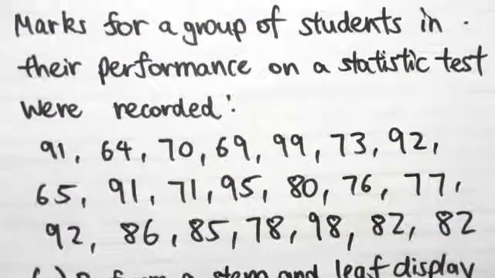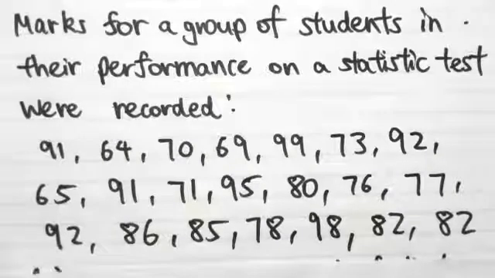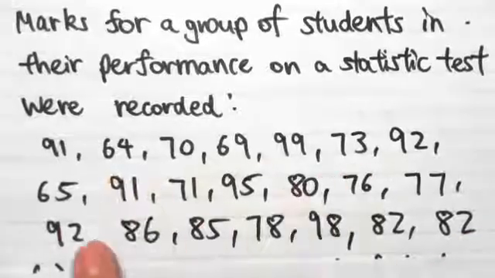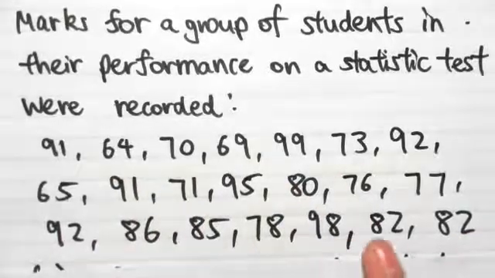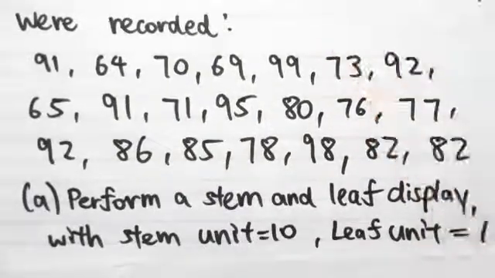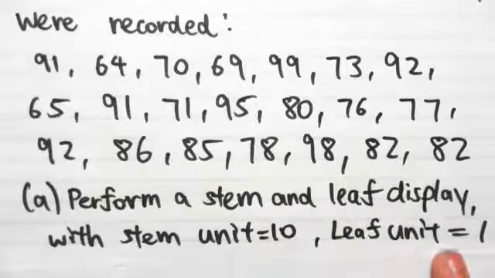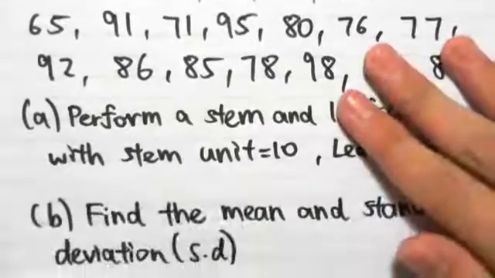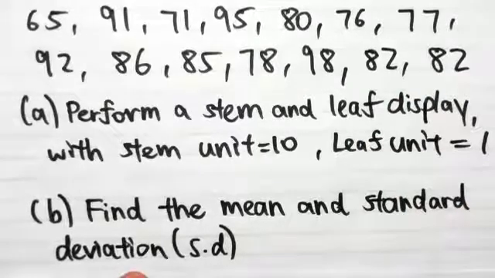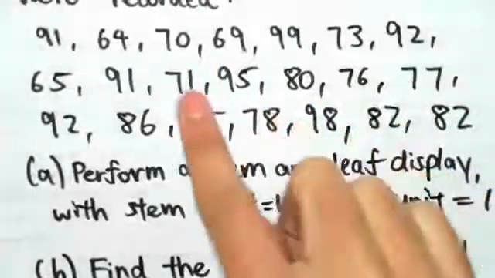So we're given the marks for a group of students in their performance on a statistics test, and they were recorded as the following numbers over here. Okay, so the first part of the question asks us to perform a stem and leaf display with stem units of 10 and leaf units of 1. And the second part asks us to find the mean and standard deviation of the data on top here.